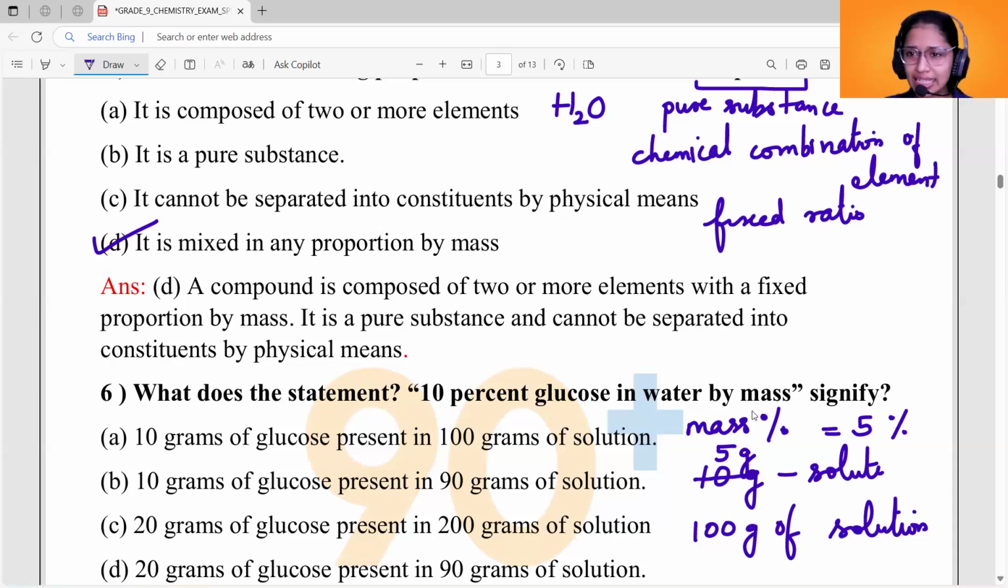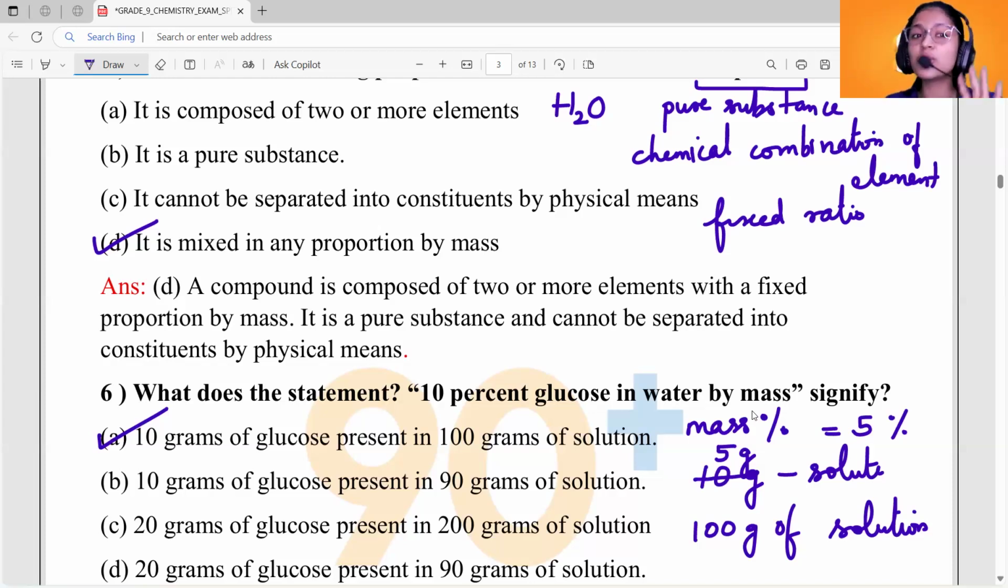So with this understanding, you would have obviously guessed the answer, right? Which one is the correct answer? It is option A. 10 grams of glucose present in 100 grams of solution. That is the correct answer.